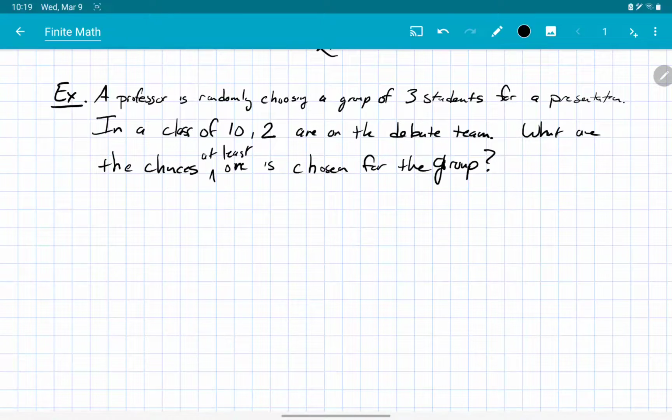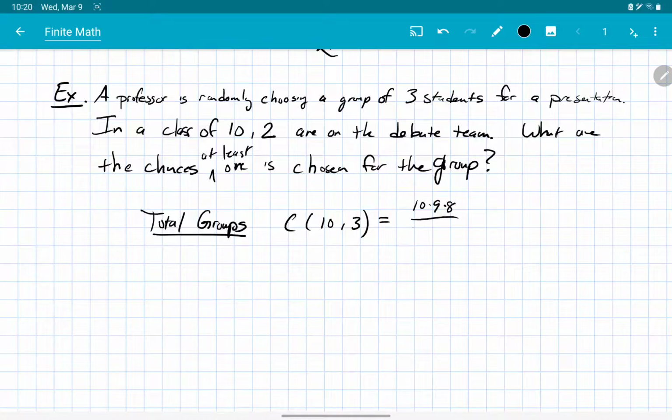Okay. So this is now we see why we did the last chapter first, right? We need the total possible groups that could be chosen. There are 10 students, and we are choosing 3 for the group. And of course, once they are chosen, the order does not matter. So this is a combination, not a permutation. And this is 10 times 9 times 8 divided by 3 times 2 times 1. And this is equal to 120.